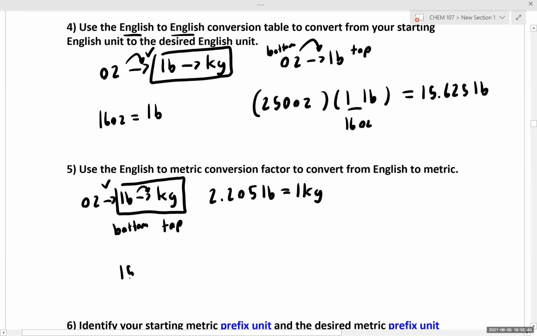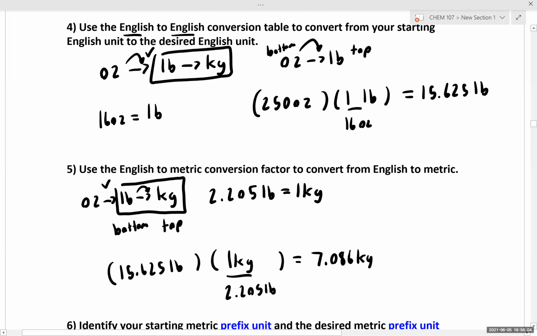So then if we have 15.625 pounds and we want to go from pounds to kilograms, we know 1 kilogram would be on top and the 2.205 pounds will be on the bottom. Punching this into our calculator, we get 7.086 kilograms that we round to 3 sig figs of 7.09 kilograms.